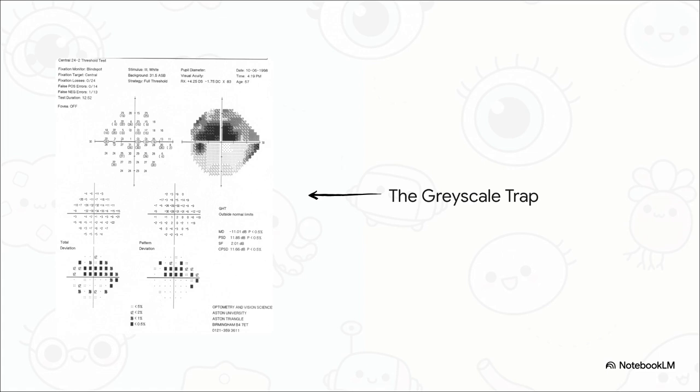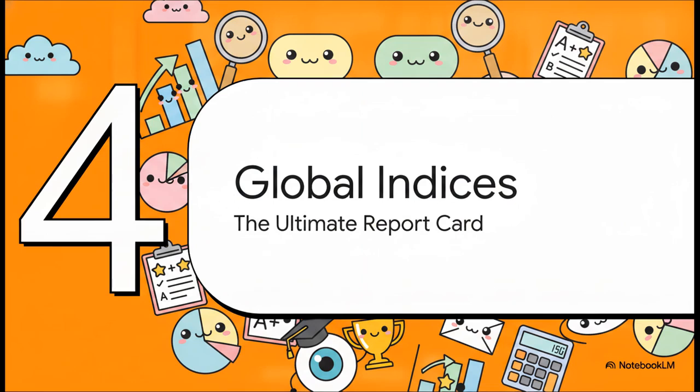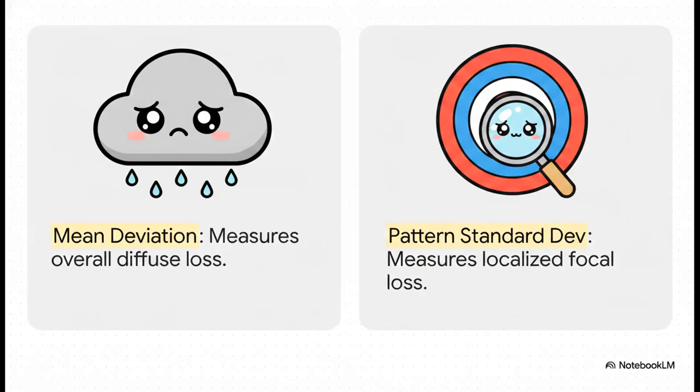Use it for a quick glance, for sure, but never rest your case on it. Section 4. Global Indices Made Easy. Here is a totally memorable clinician rule to anchor these definitions in your mind. Mean deviation, or MD, tells you that something is wrong. It measures diffuse loss, meaning the overall average sensitivity compared to a normal population.